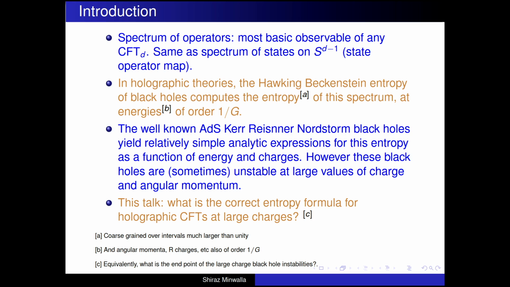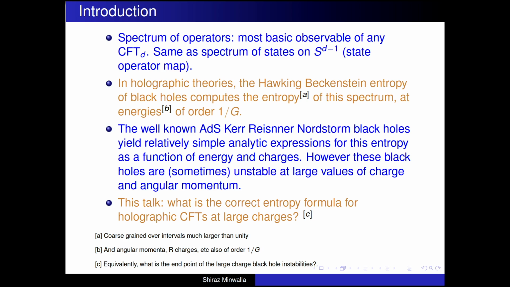Given a CFT, the spectrum of operators of the CFT is one of the most basic things you want to know about the CFT. Now, suppose you've got a CFT that has a holographic dual and you're interested in operators at energies of order N squared. We know the dictionary to compute the spectrum of operators. What we're supposed to do is to find black hole solutions with the relevant charges in the bulk dual and use the Bekenstein-Hawking entropy formula to compute the entropy of these operators. And this kind of exercise has been done over the last 30 years.